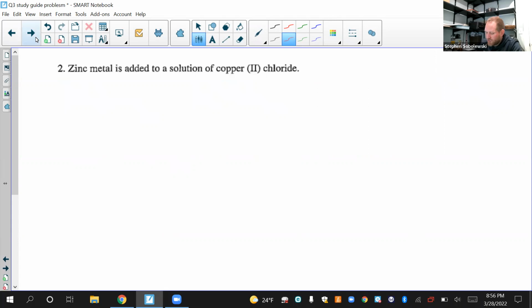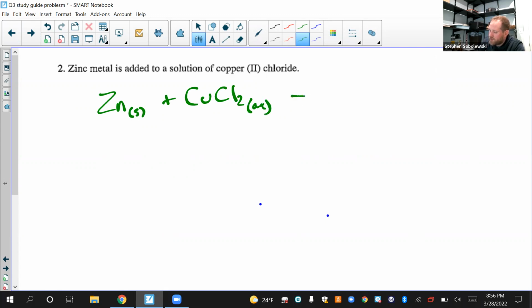Okay, zinc metal is added to a solution of copper 2 chloride. So zinc is Zn, that's going to be solid, added to a copper 2 chloride solution, CuCl2 aqueous. This is going to be a single replacement reaction. In single replacements, I say you either have metals replacing metals or hydrogen is mixed in there. So maybe a metal replacing hydrogen or hydrogen replacing a metal. Or you're going to have halogens replacing halogens. In this case, the zinc is by itself. That's a metal, so it's going to replace the other metal, or at least it's going to attempt to.